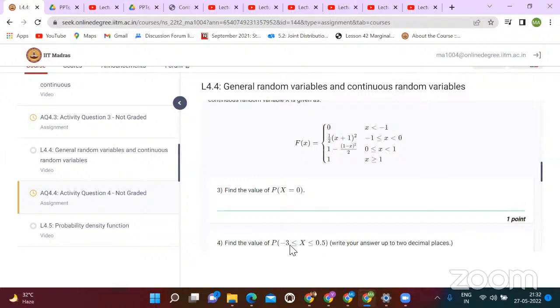Because at minus 3, the value of the CDF was 0. Means till minus 3, there is no probability, there is no outcome. So the probability value will be 0 till minus 3, because it has been written also till minus 1, the probability value is 0. So till minus 1, there was nothing in the PDF function. There is 1 by 4, 1 by 8. Okay, got it?